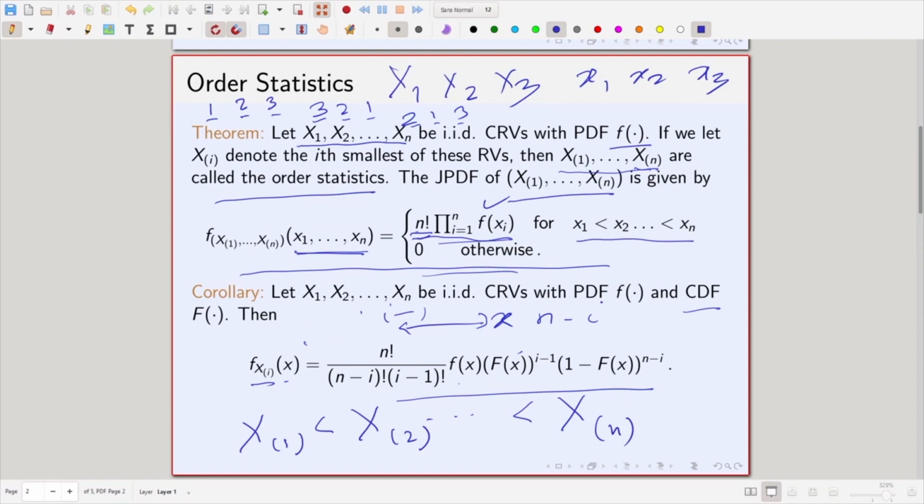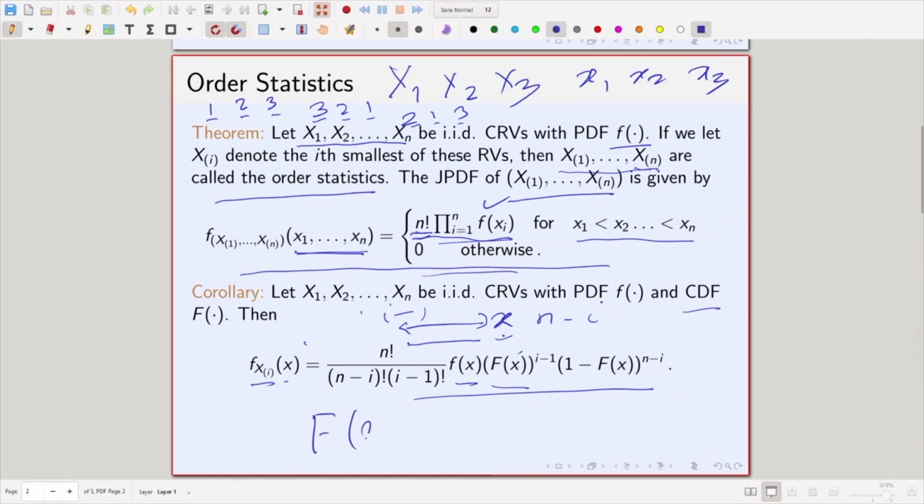So this f of x is coming because the ith one is x. Now this capital F of x to the power i minus 1 comes from the fact that there are i minus 1 below x. Remember what is capital F of x? Let me write it here.